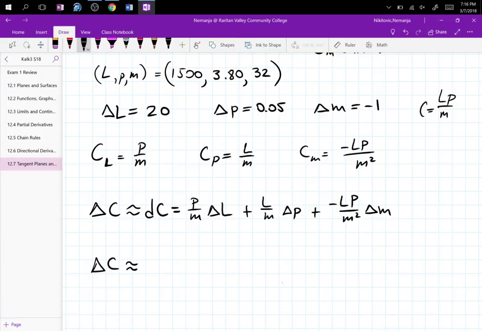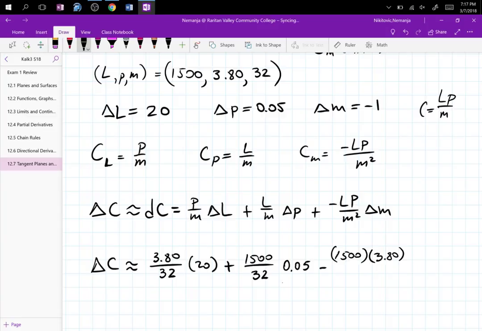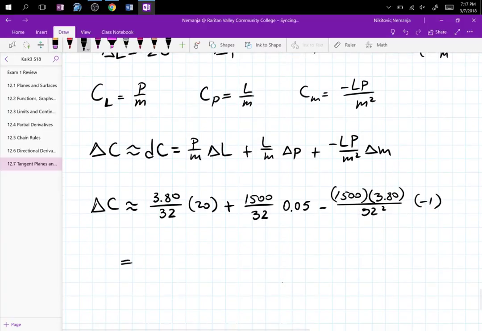So the cost is approximated by P, which we said is 3.80, divided by M, which is 32, times the change in L, which is 20, plus L over M. So L is 1500 divided by M, which is 32, times the change in price, which is 0.05, plus, actually I could do minus, 1500 times P, which is 3.80, divided by M, which is 32 squared, times the change in M, which is negative 1. And now we just need to compute all of this mess.